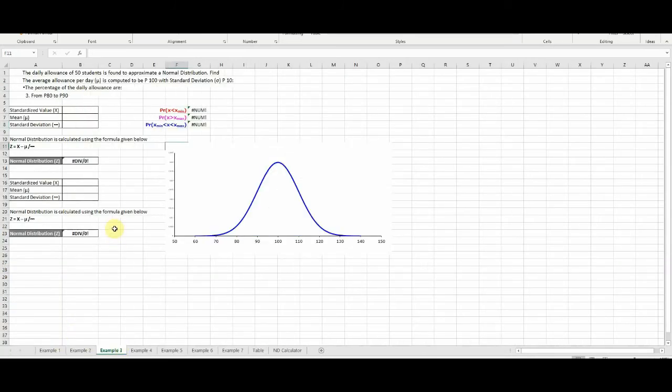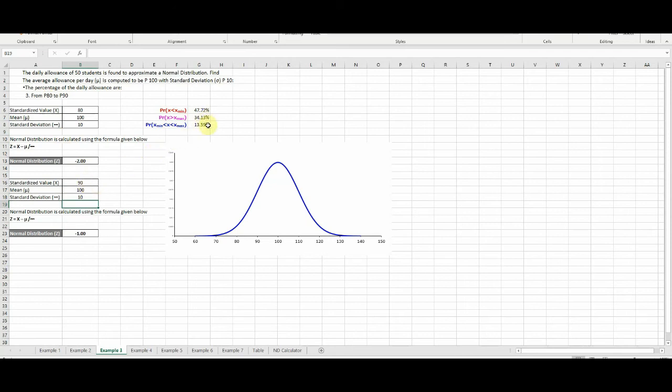Now, the allowance from 80 to 90, what is the probability? Let's put the values in our formula. Same with this. Now, as you can see, we have here a negative 2. The actual area or probability from 80 is 47.72, and from 90, the probability is 34.13.